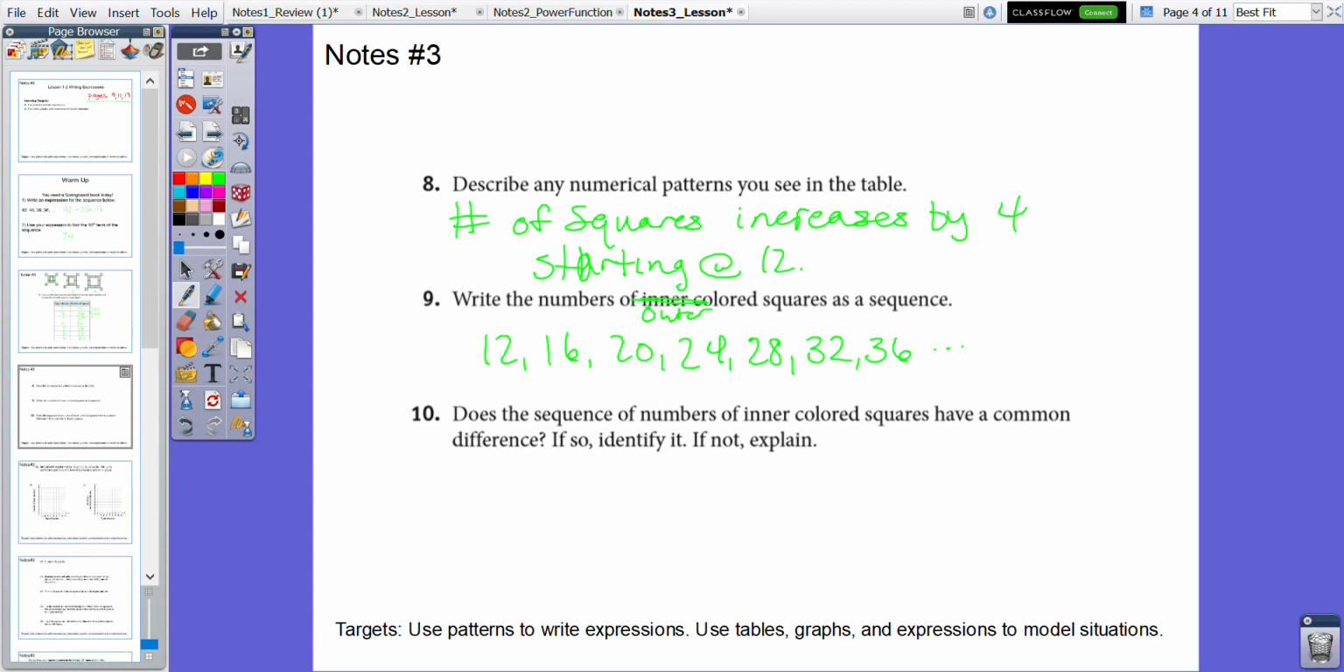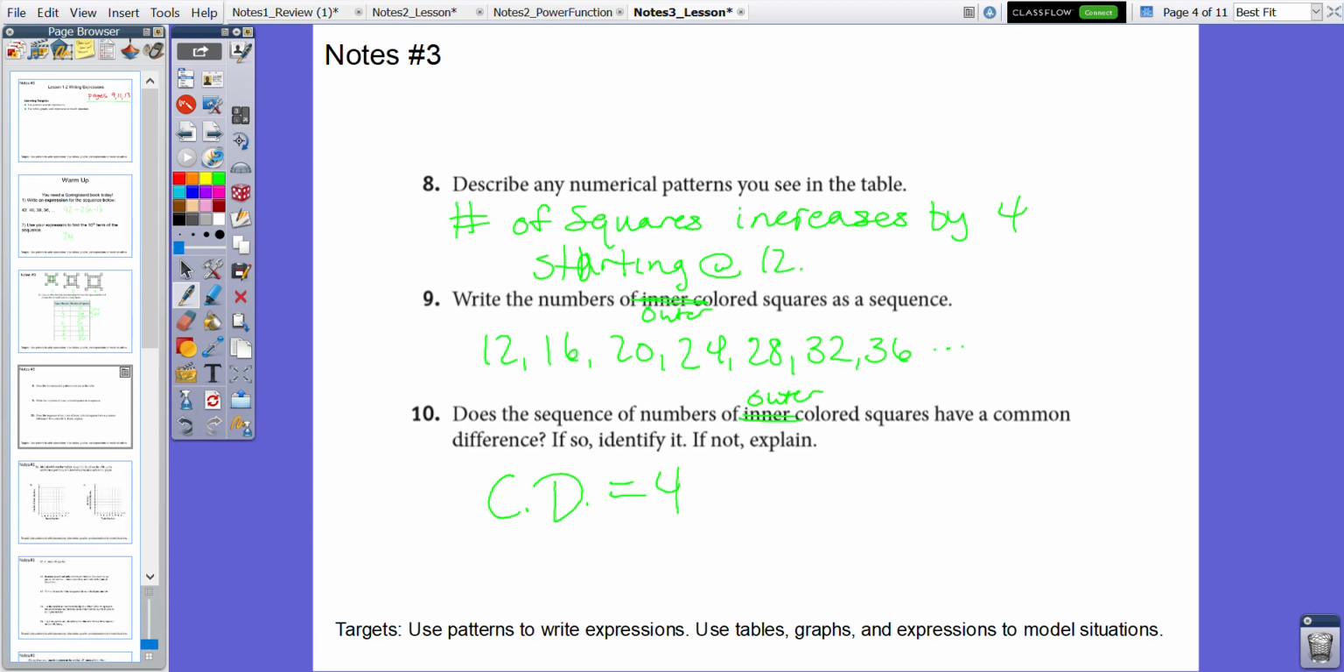For number 10, does the sequence of numbers of outer colored squares have a common difference? We kind of talked about that already. Every time we go from one term to the next, we have to add 4. So our common difference is equal to 4.